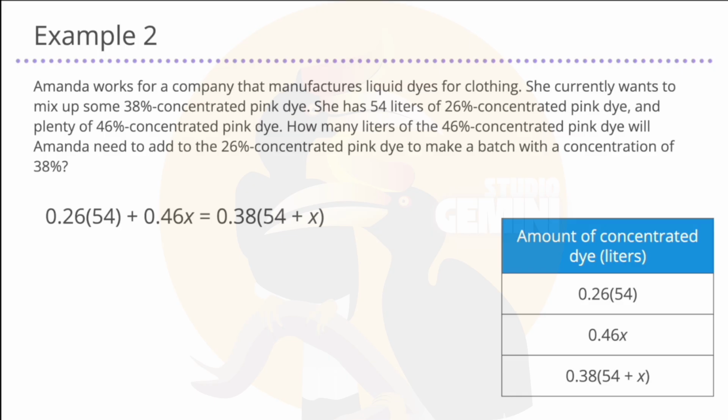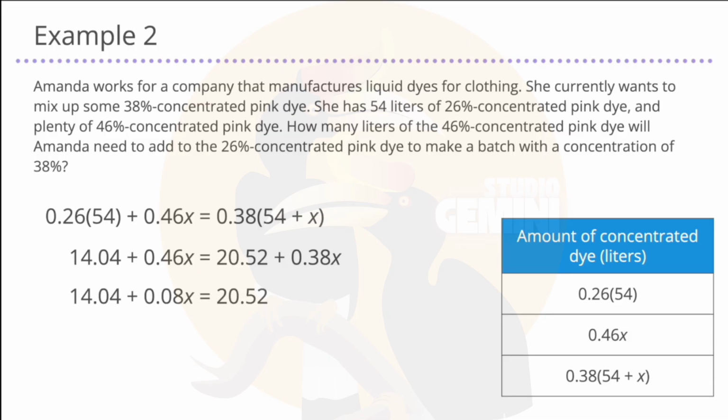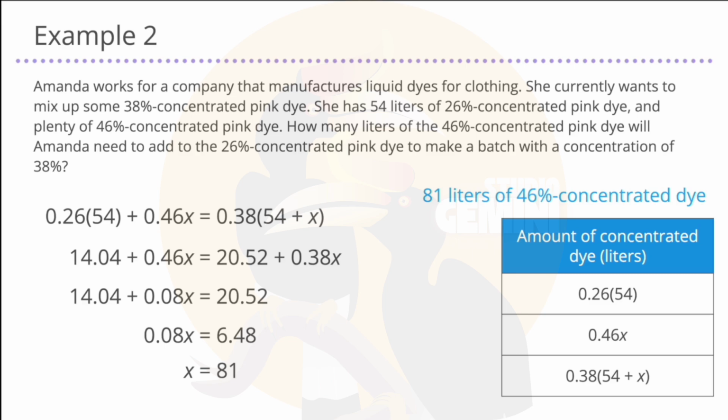Now we can solve. On the left side of the equation, 0.26 times 54 is 14.04. On the right side, we can distribute, so we have 20.52 plus 0.38x. Subtracting 0.38x from both sides gives us 14.04 plus 0.08x equals 20.52. Now we can subtract 14.04 from both sides, so we have 0.08x equals 6.48. Finally, we can divide both sides by 0.08, so x equals 81. That means that Amanda should add 81 liters of the 46% concentrated pink dye. Great, I think you're ready to try some problems on your own.